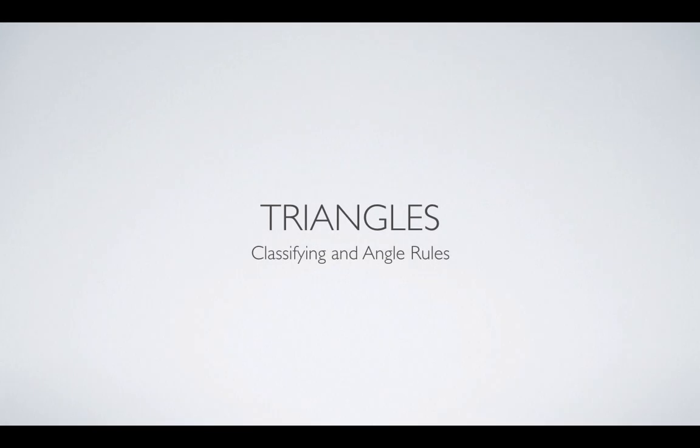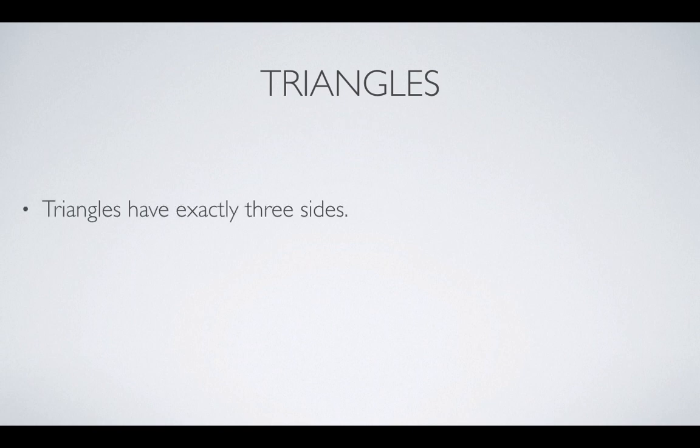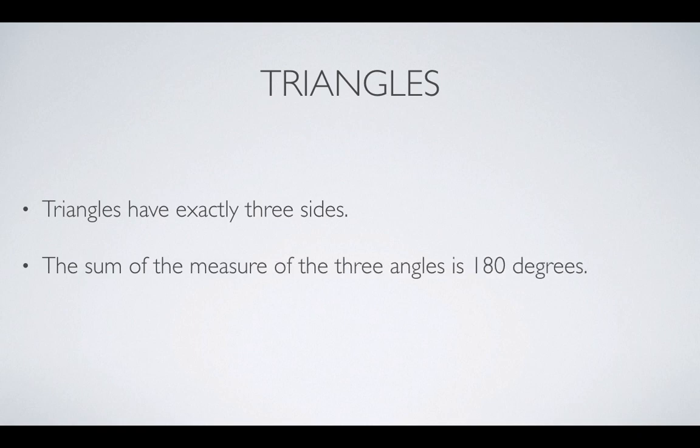Today we're going to be talking about triangles, specifically how to classify them, and then some rules that we have about angles. So to start with, what is a triangle? A triangle is a shape that has exactly 3 sides. The sum of the measures of the interior angles of the triangle, of which there are 3, is 180 degrees.